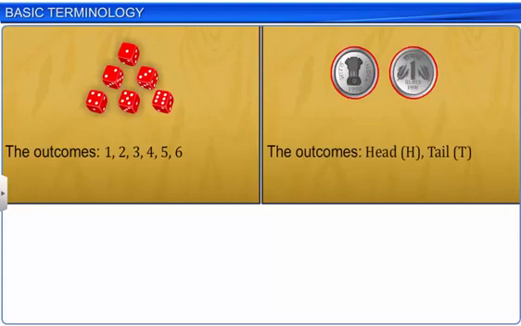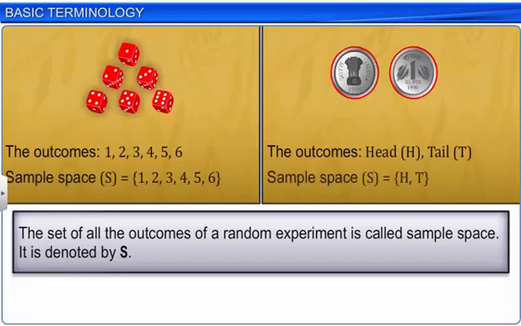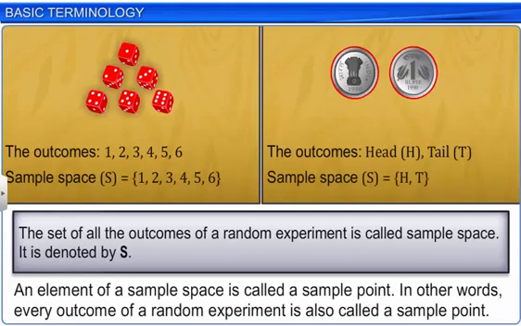A random experiment can have any number of predictable outcomes. The set of all the outcomes of a random experiment is called sample space. It is denoted by the capital letter S. The sample spaces of rolling a die and tossing a coin are represented as shown. An element of a sample space is called a sample point. In other words, every outcome of a random experiment is also called a sample point.